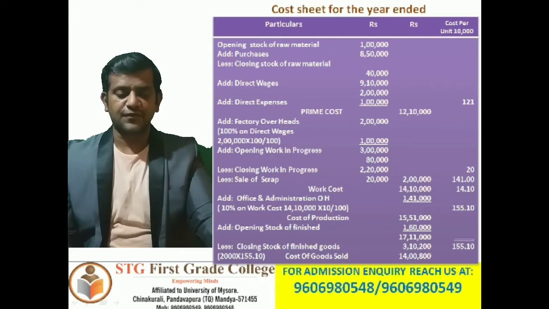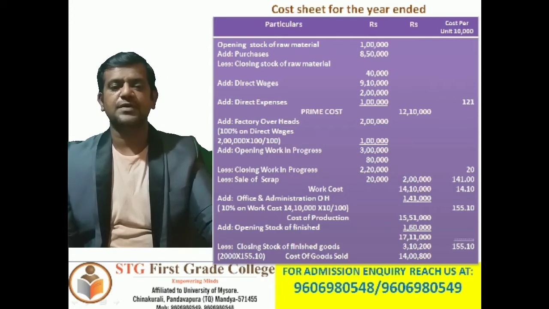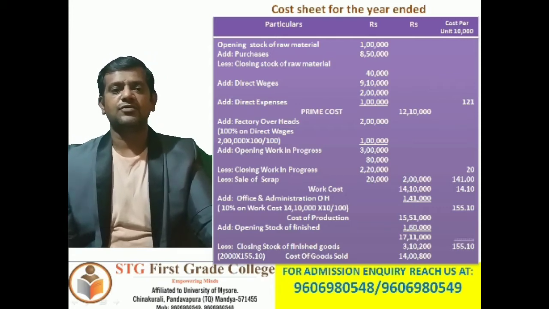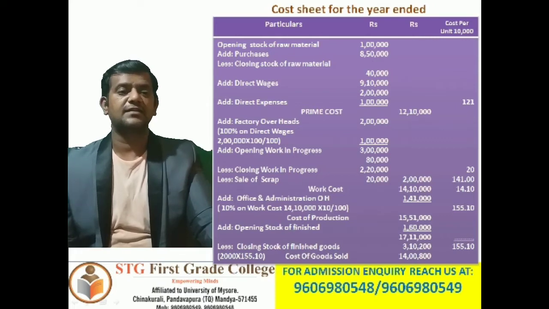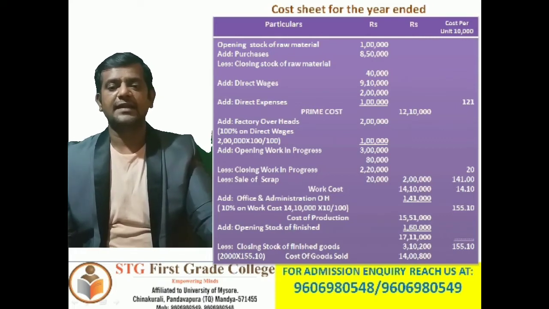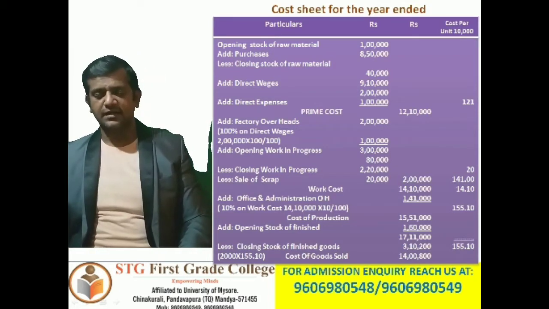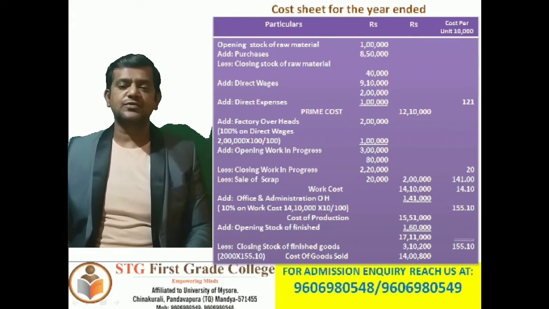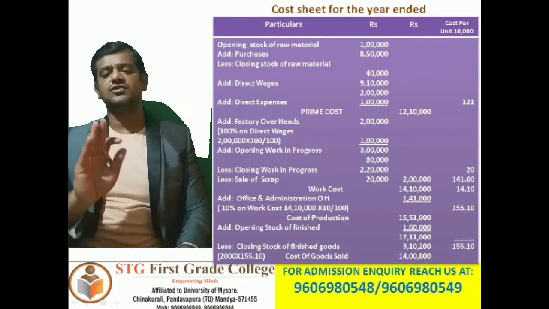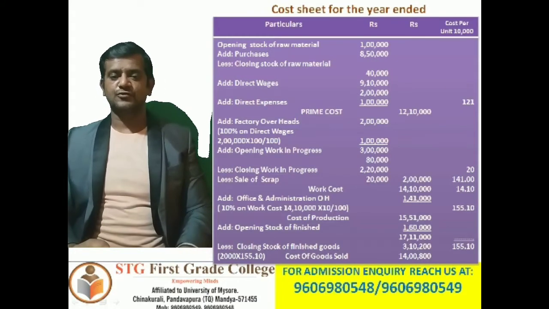If you deduct that 40,000 rupees, you are going to get an amount of 9,10,000 rupees. How did you get 9,10,000? 1 lakh plus 8,50,000 is 9,50,000, minus closing stock of raw material 40,000. So you got 9,10,000 rupees.